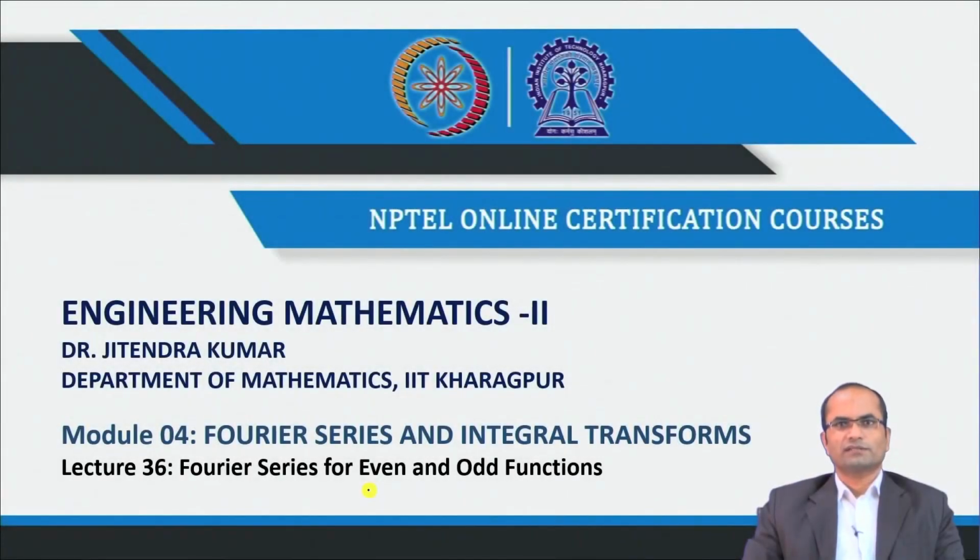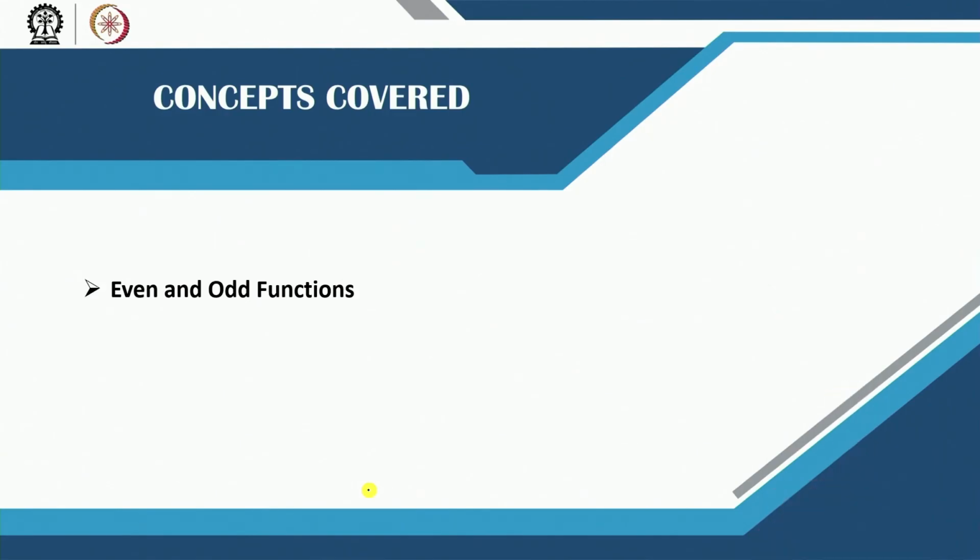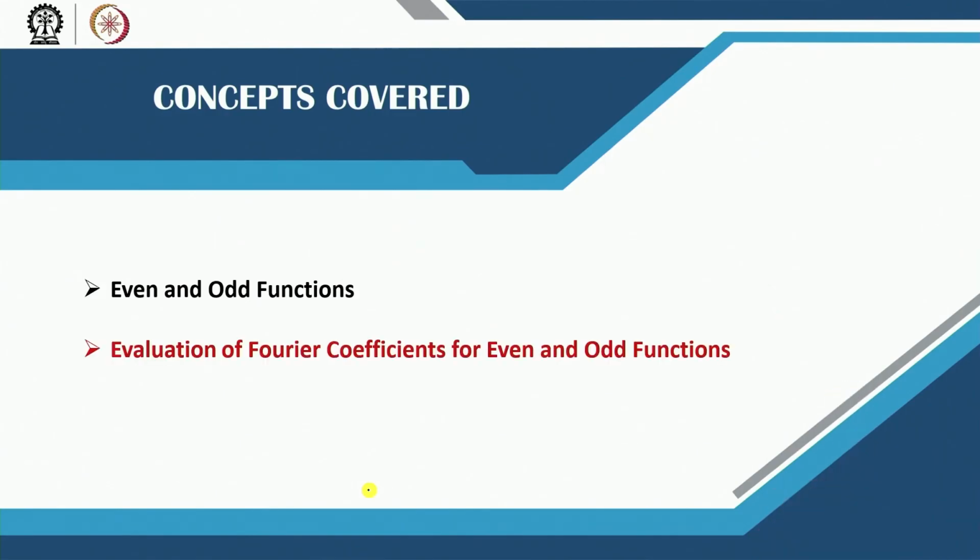So, welcome back to lectures on engineering mathematics 2, and this is lecture number 36 on Fourier series for even and odd functions. In this lecture we will first discuss what even and odd functions are again, and then the evaluation of the Fourier coefficients and hence the Fourier series for even and odd functions.